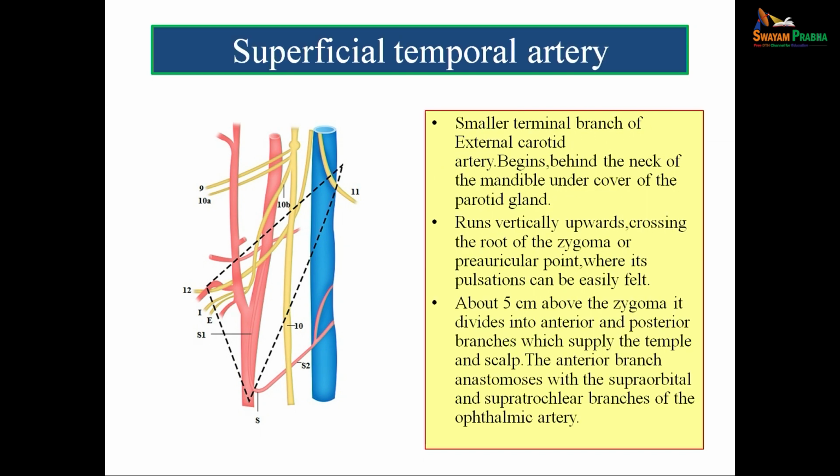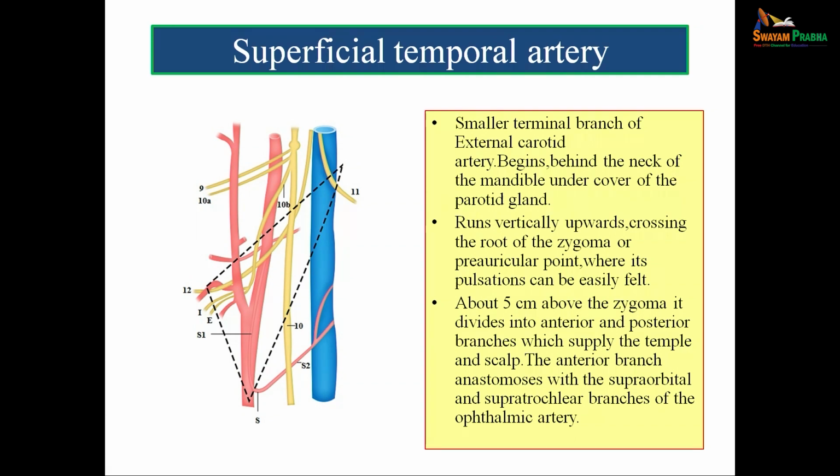Now, we come to the smaller terminal branch of the external carotid artery, what is called the superficial temporal artery. It begins behind the neck of the mandible under cover of the parotid gland, runs vertically upwards crossing the root of the zygoma or preauricular point where its pulsations can be easily felt. About 5 cm above the zygoma, it divides into anterior and posterior branches which supply the temple and scalp. The anterior branch anastomoses with the supraorbital and supratrochlear branches of the ophthalmic artery.